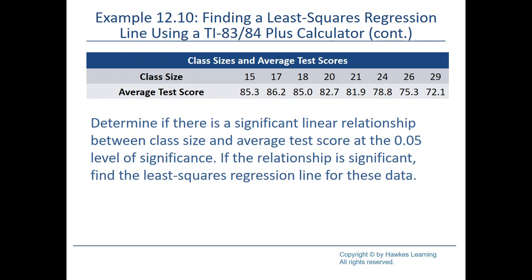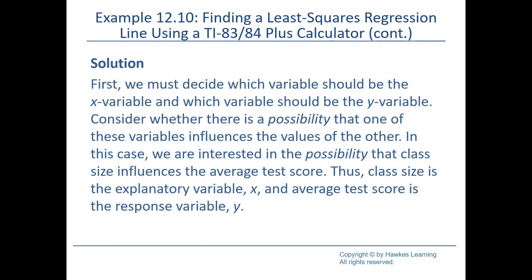If the relationship is statistically significant, then we're going to find the least squares regression line for the data that we have. So the first thing we have to do is decide which variable is going to be x and which is going to be y, and consider whether there is a possibility that one might influence the other.